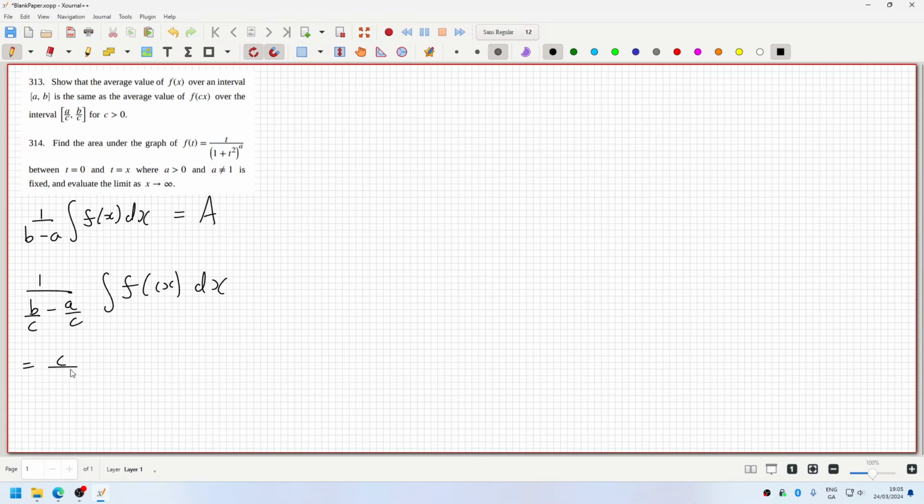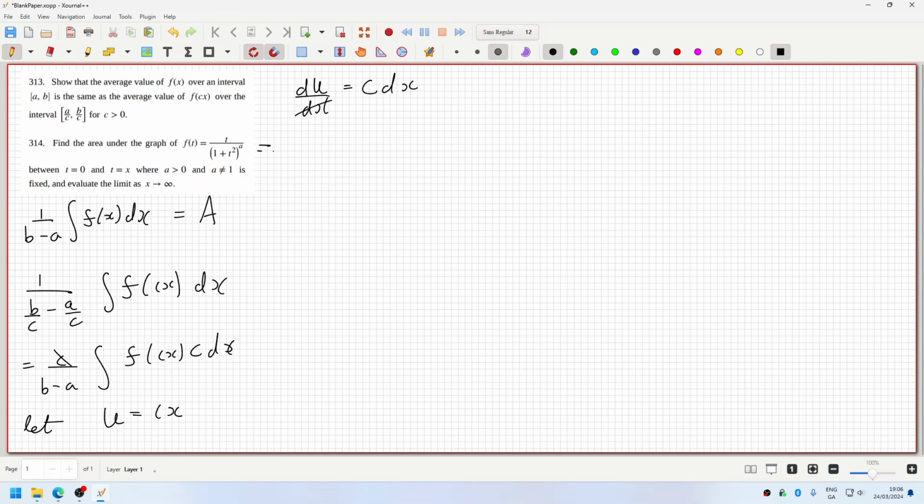That's equal to c over b minus a integration of f of cx dx. And I'll take the c over here. And I'll say let u equal cx. So that means du dx equals c. So du equals c dx.